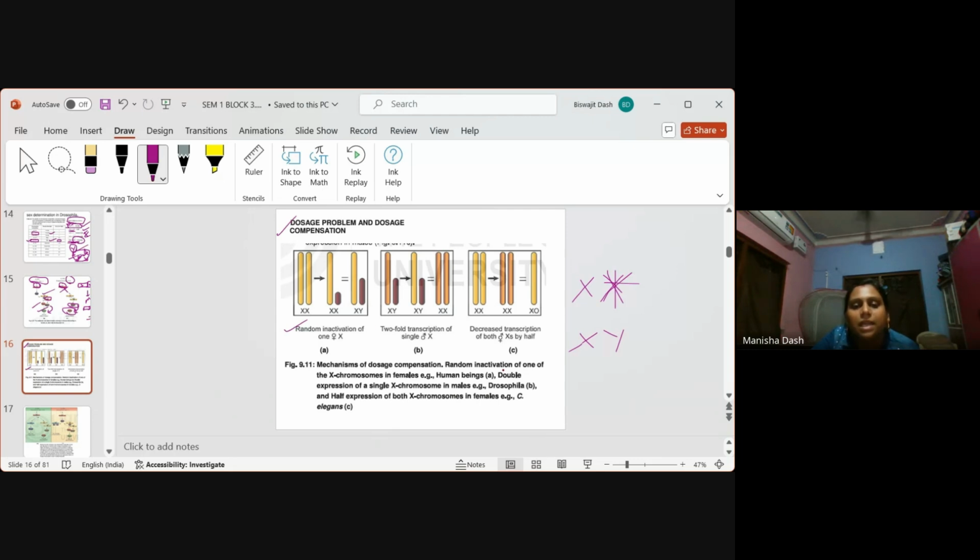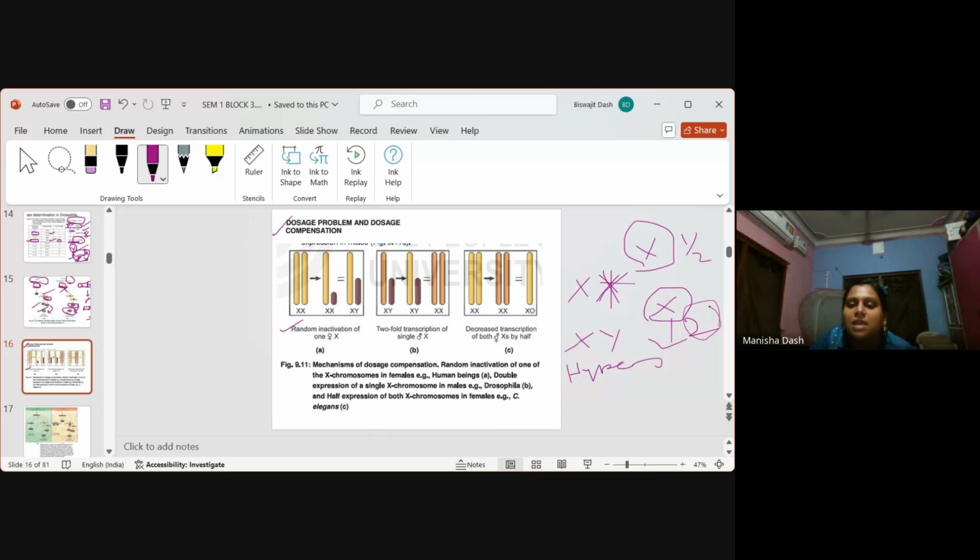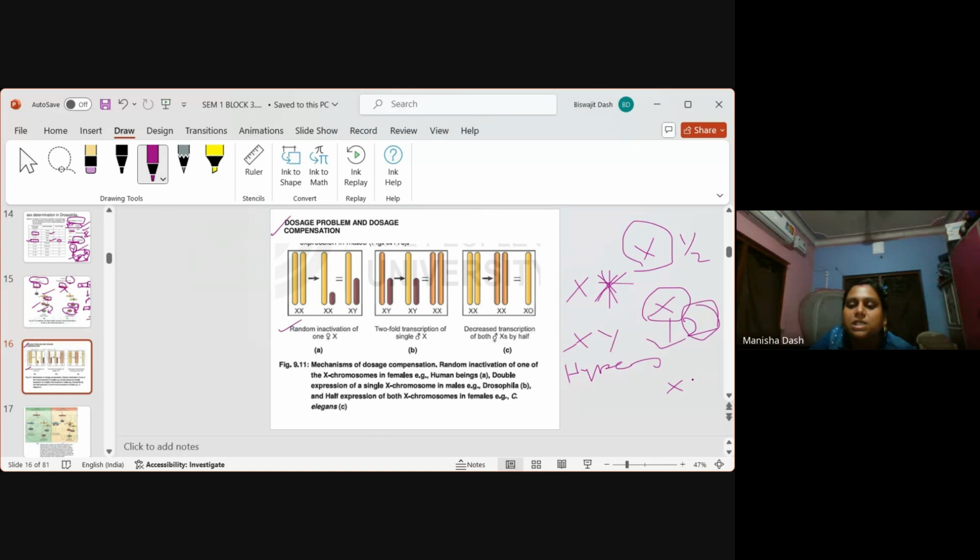Then in other cases, such as Drosophila, usually the X chromosome content in males is half that in the female. So in that case, there is a two-fold transcription of the single X chromosome in the male. That is called hyperactivation. Whatever single X chromosome is present in the male will be transcribed two times, or the expression will be two times, which is the same as the two X chromosomes present in the female. So this is called hyperactivation.